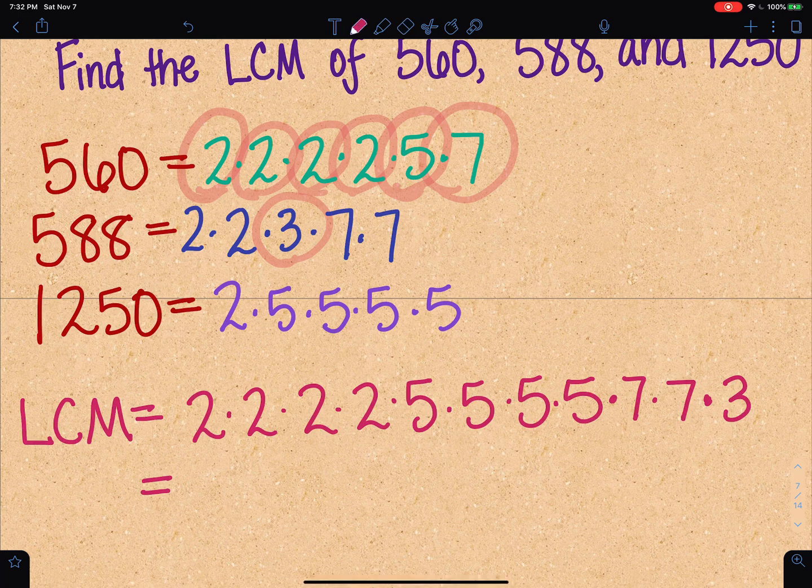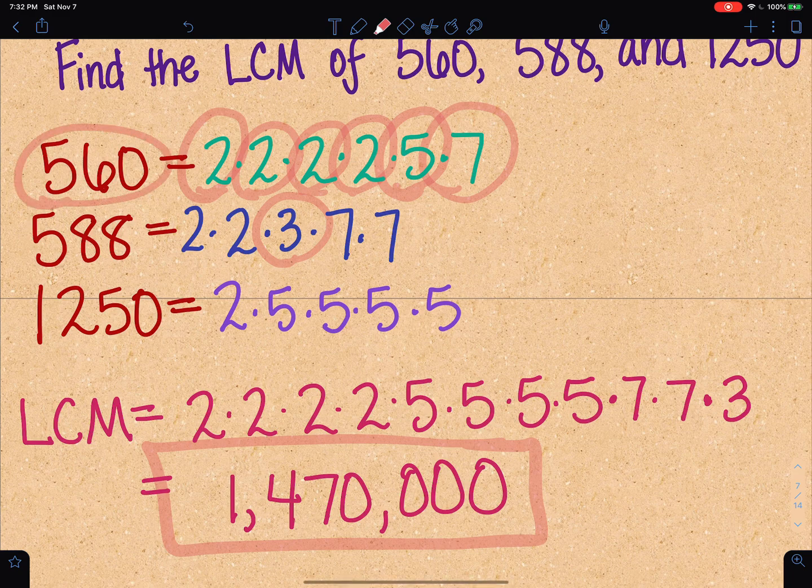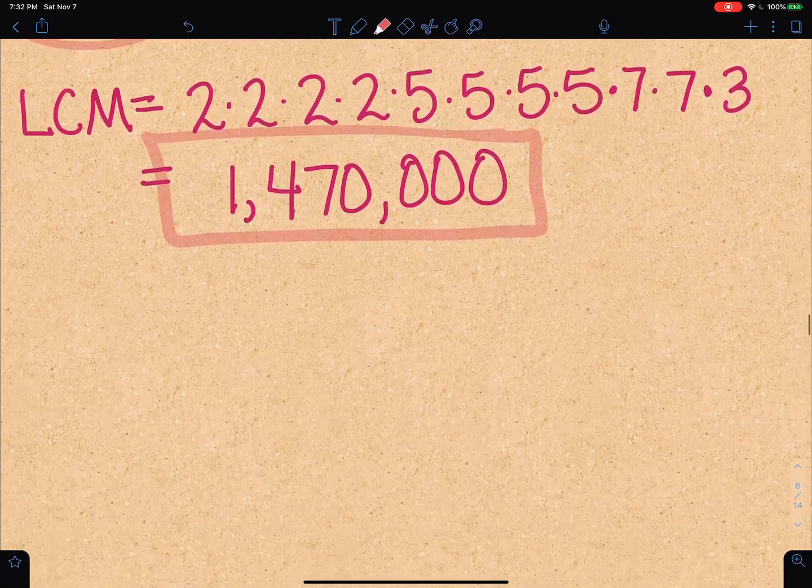It is 1,470,000. Bam. There you go. There's the LCM. So that can evenly be divided by 560, by 588, and by 1250. So that's cool. Who knew? Who knew that you could find out these cool things?